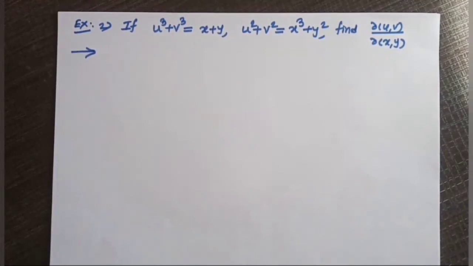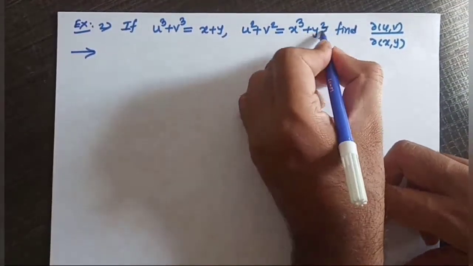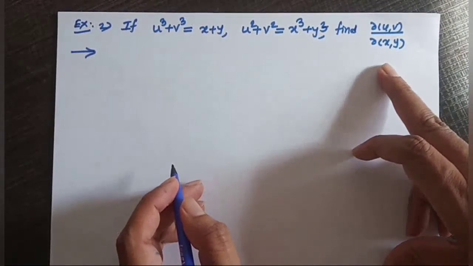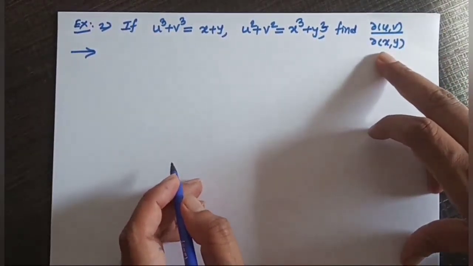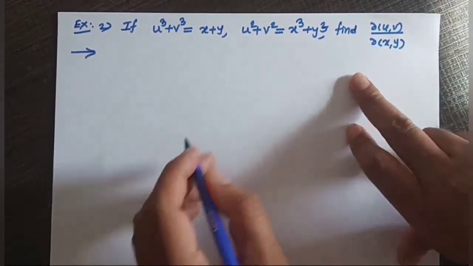So, another example on the same line. If u cube plus v cube equals x plus y, and the second is u square plus v square equals x cube plus y cube, then find the Jacobian of uv with respect to xy. So here uv is not expressed explicitly in terms of x and y. Some relation is given.